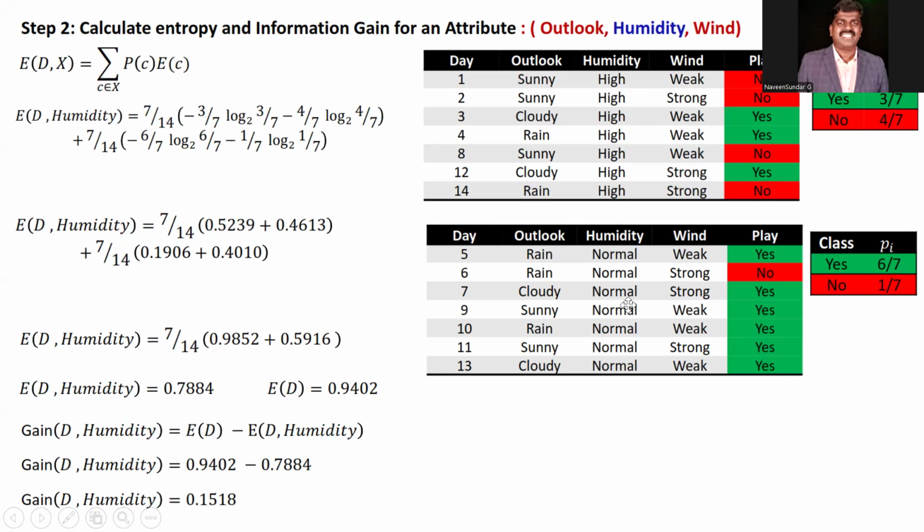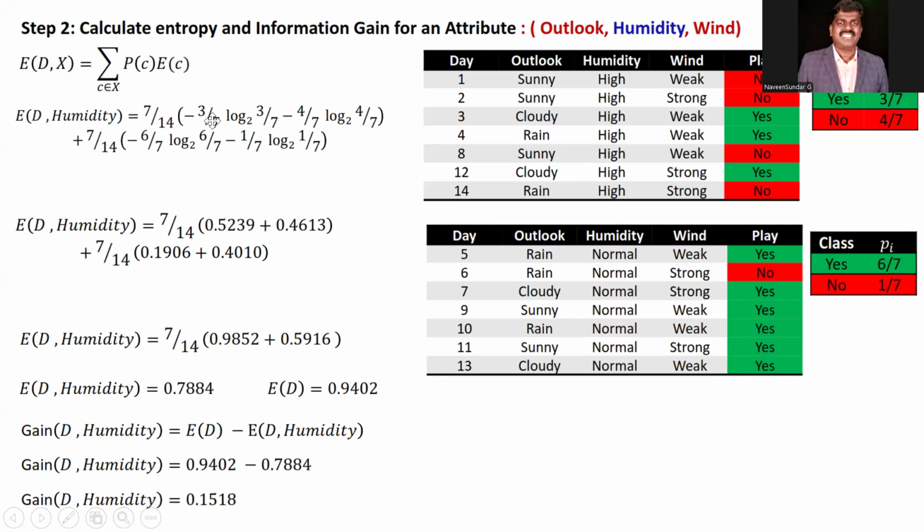And secondly, for humidity normal, I have to calculate. Here, how many times does yes occur? 6 times. So I have to put 6 by 7, so minus 6 by 7 logarithm 6 by 7. How many times does no occur? Only one time. So minus 1 by 7 logarithm 1 by 7, right? So this is how I can calculate it.